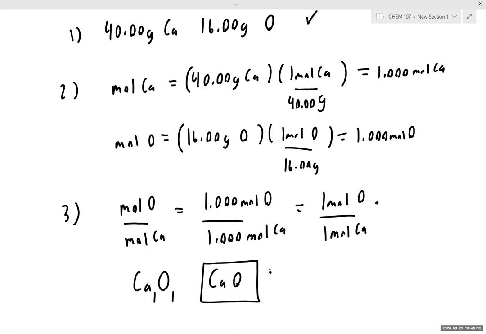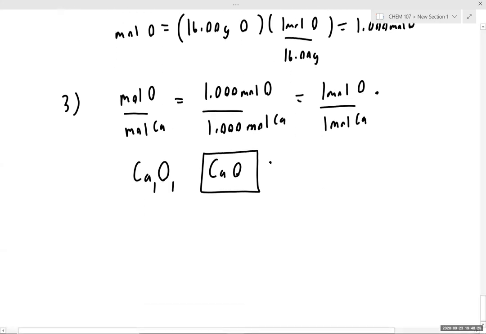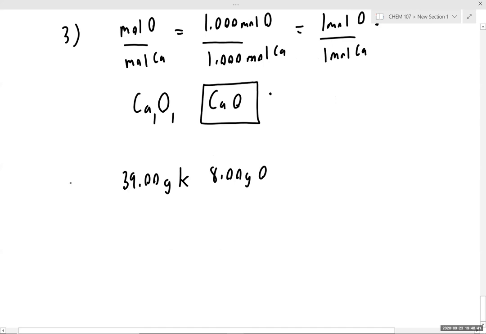So if it's 3 mole to 1 mole, then the formula is going to be 3 to 1. Yes, yes. And I'll actually talk about that example. So let's suppose we have a sample with 39.00 grams of potassium and 8.00 grams of oxygen. Let's do a follow-up. So we have our masses figured out. Next, we need to calculate moles.